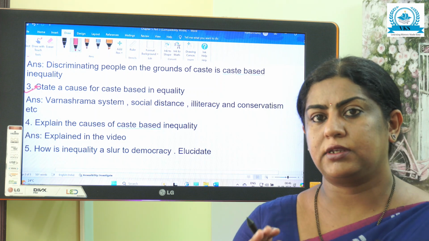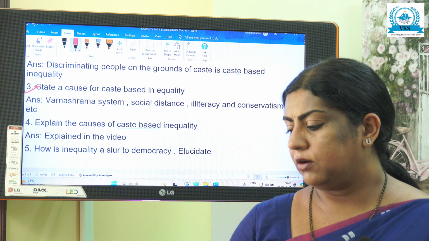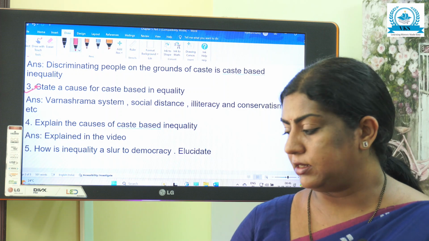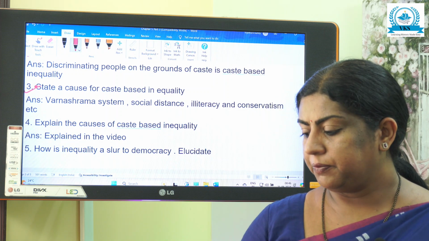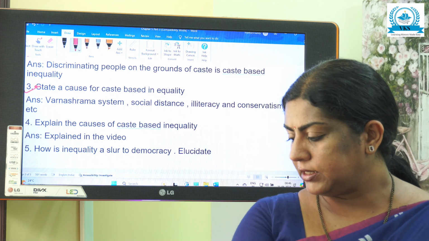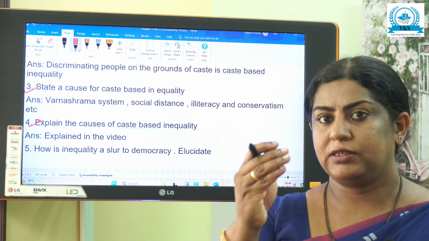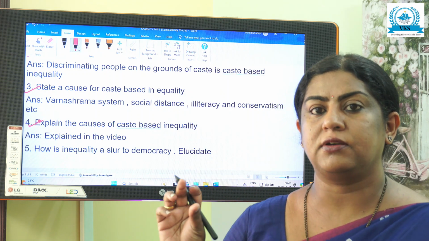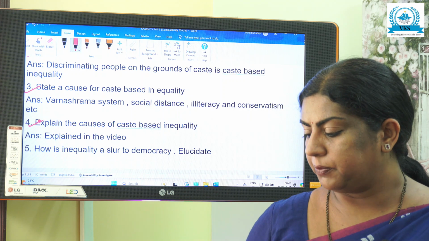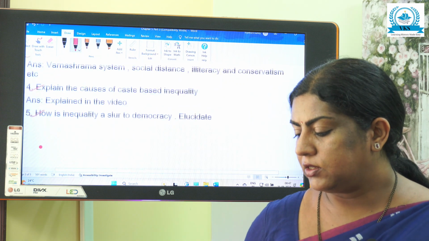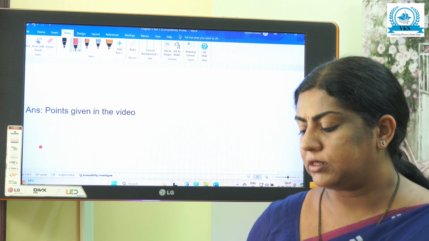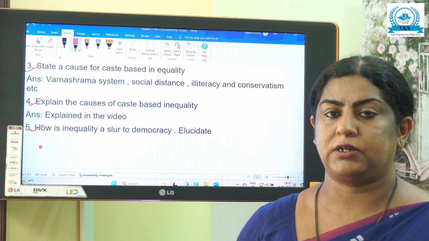Many causes we have studied. Any one cause you can write: Varnashrama system, social distance, illiteracy and conservatism. Any one you can write. Explain the causes of caste-based inequality. The points we have explained in the video, all the points you have to write with explanation. How is inequality a slur to democracy? Elucidate. Just now whatever points we have studied is the answer for this question.